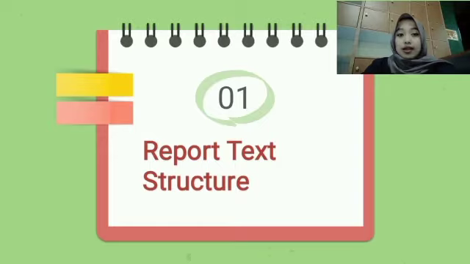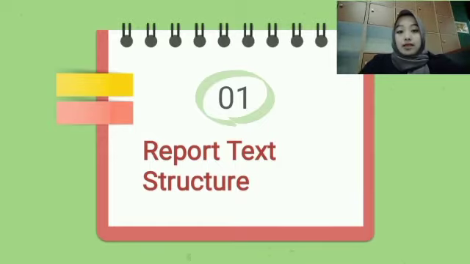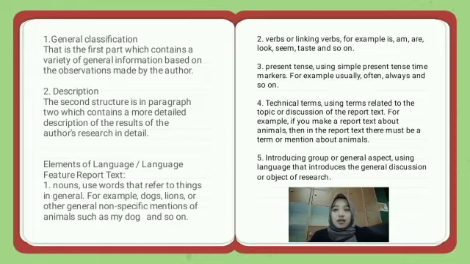The title is Genre Text. That is procedure text, report text structure, and anecdote text. The first is report text structure. Number one is general classification. That is the first part, which contains a variety of general information based on the observation made by the author.